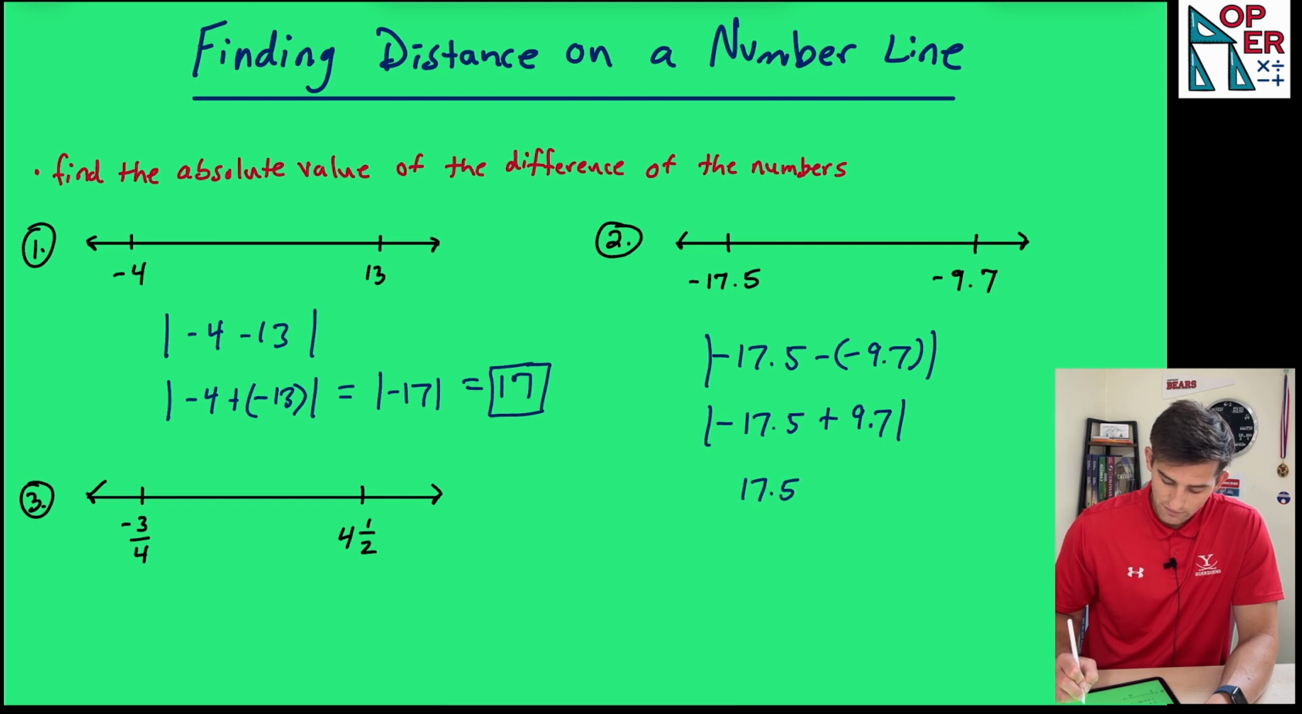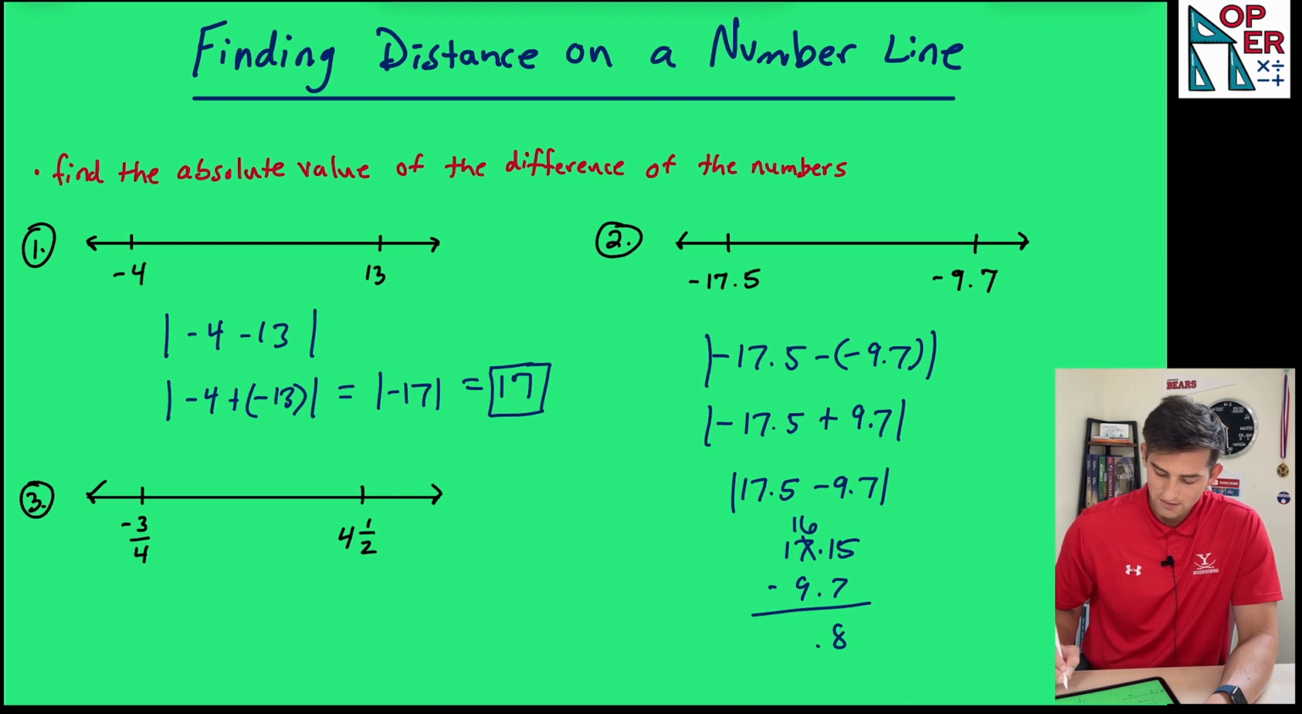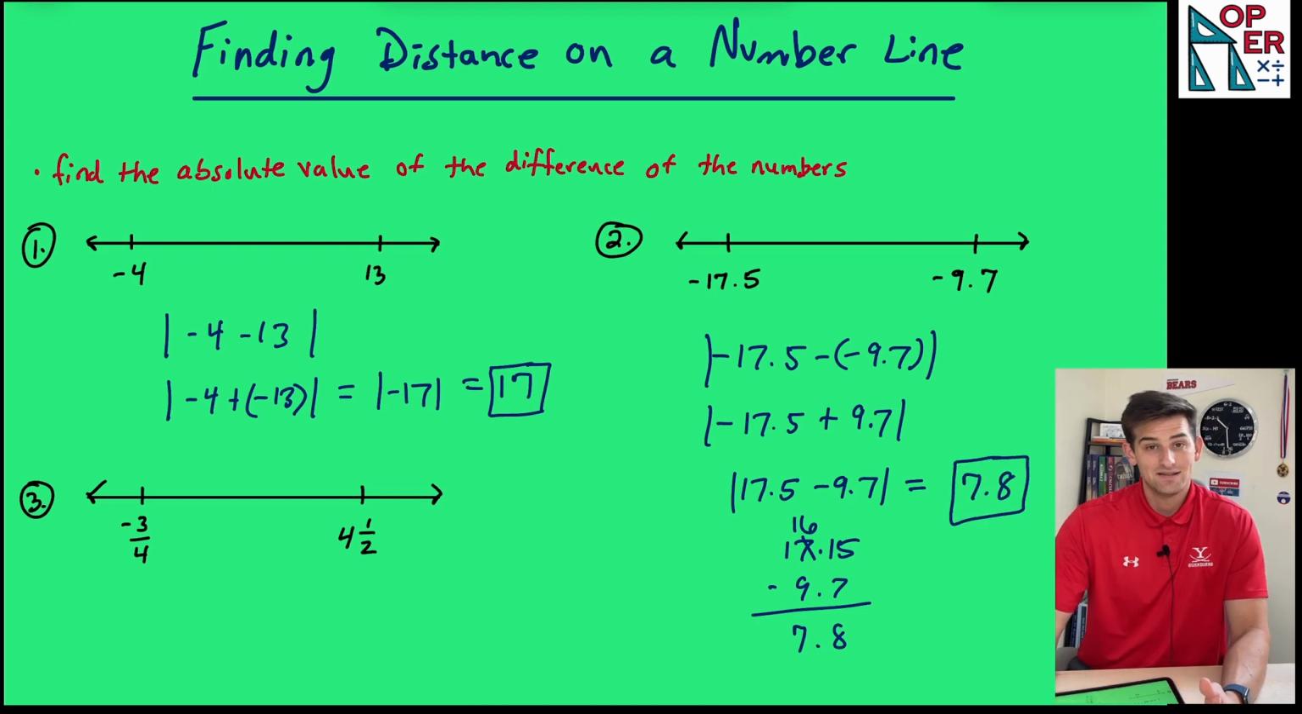So 17.5 minus 9.7. And I'm going to write this vertically so we can do our subtraction. So we're going to borrow from the ones place. That would be an 8 there. And now this becomes 16. So 16 minus 9 would be 7. And our answer here would be 7.8. So the distance from -17.5 to -9.7 on the number line would be 7.8.